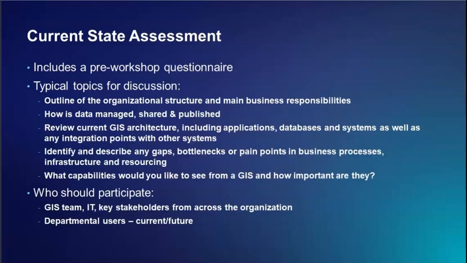So the first component of a roadmap exercise is a current state assessment. And this can include a workshop and a pre-workshop questionnaire. The questionnaire is intended to collect information to help set the context for the discussion. So, information that covers the organization, the architecture, technology, resourcing, things like that, to help put together a picture of the organization before you start having discussions around the current state.